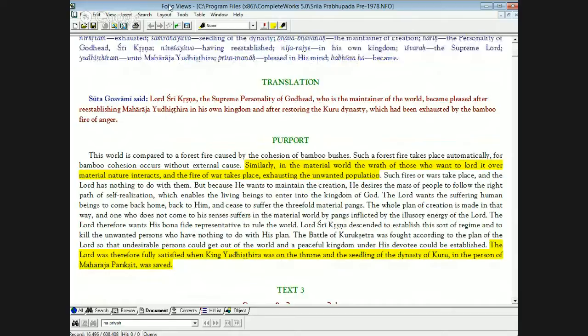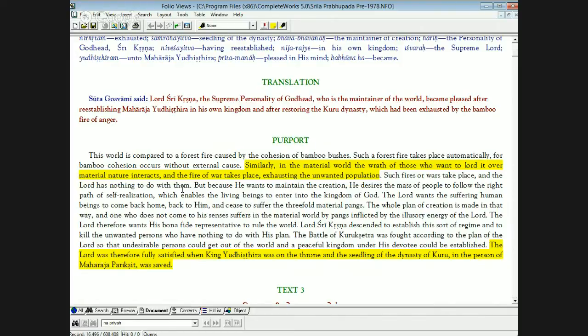Similarly, in the material world, the wrath of those who want to lord it over the material nature interacts and the fire of war takes place, exhausting the unwanted population. Such fires or wars take place and the Lord has nothing to do with them. But because he wants to maintain the creation, he desires the mass of people to follow the right path of self-realization, which enables the living beings to enter into the kingdom of God.